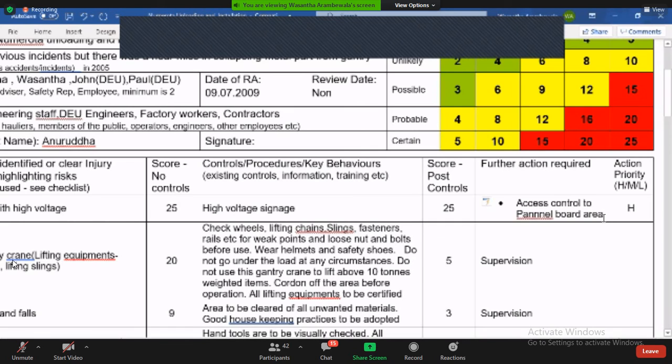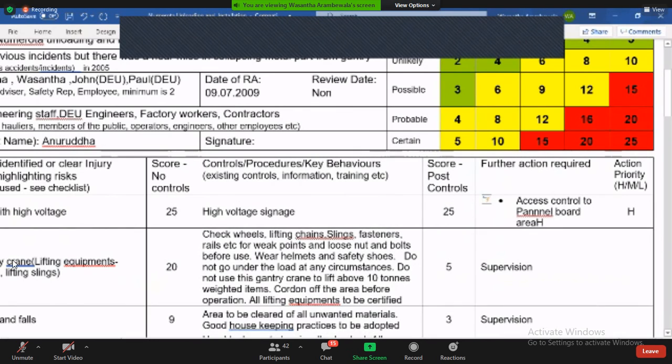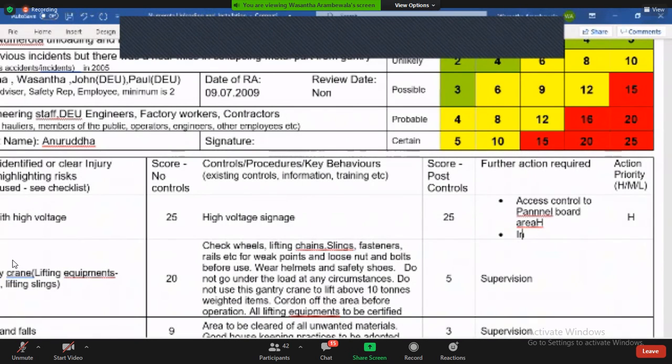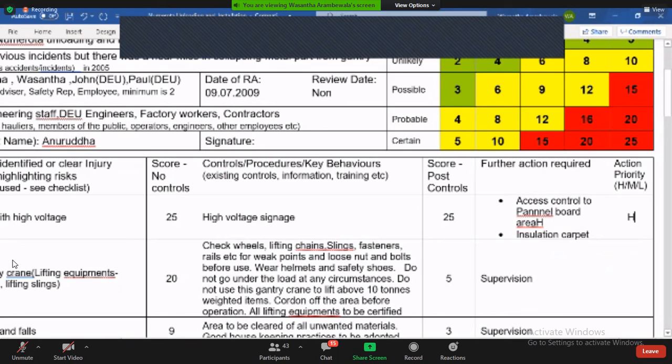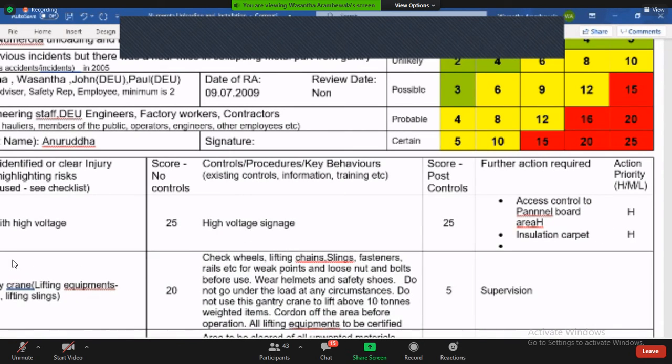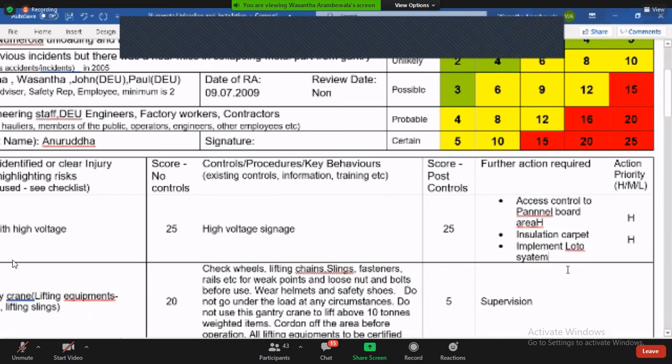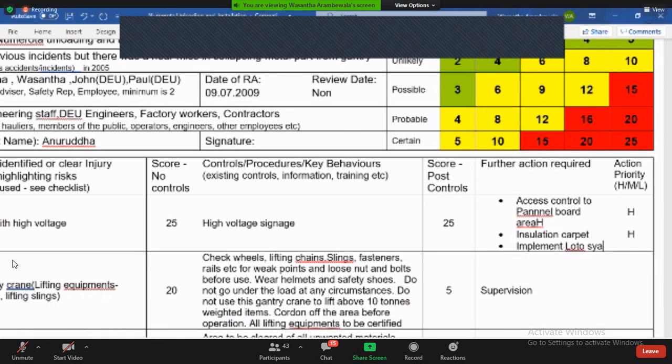Right. What else? Keep the insulation carpet. That's also high priority. Apply the lotto system. Implement the lotto system. Proper PPE use.